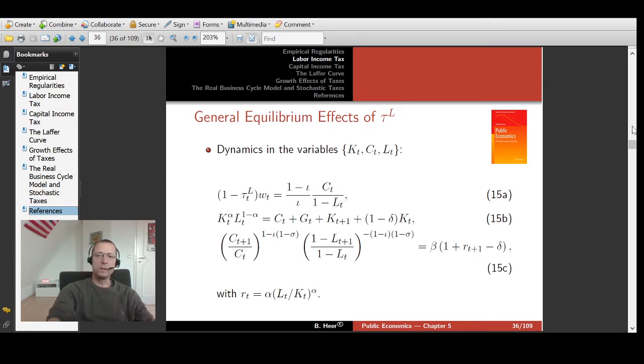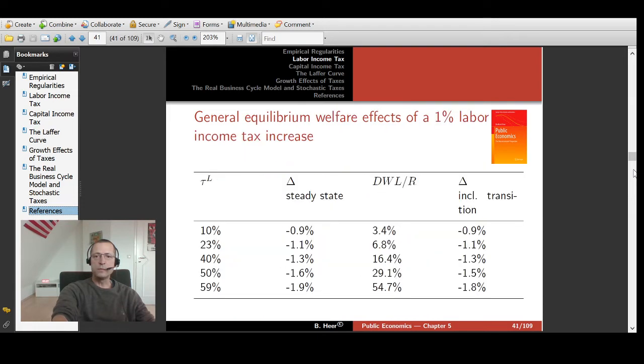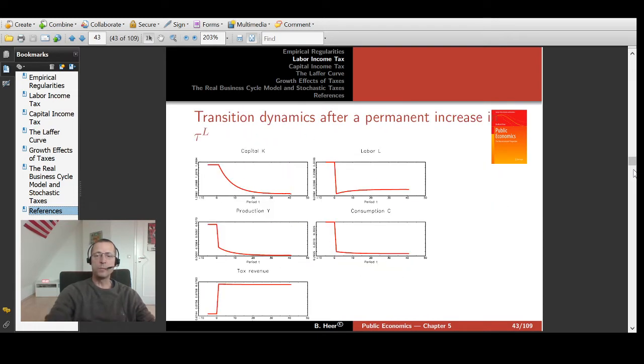Okay, and we compute kt, ct, lt for given kt+1, lt+1, ct+1, and then we iterate backwards in time until we hit period 0. And in period 0, we compare our implied capital stock K0 with the initial steady state, and if they are equal, we are done. Then we have found the solution to this two-point boundary value problem between the new and the old steady state capital stock.